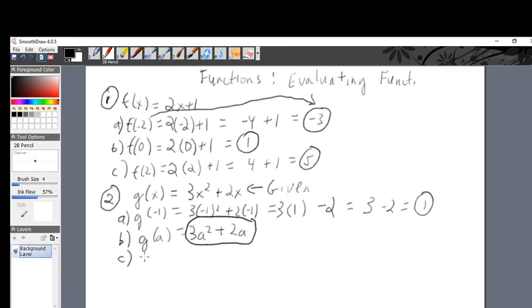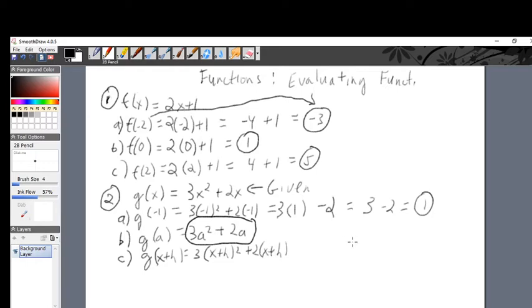Problem C. What if you're given a question, what is g of x plus h. Now the input becomes x plus h. This has got to be x plus h, x plus h. So it's equal to 3 times x plus h squared plus 2 times x plus h. Nothing more complicated than that.